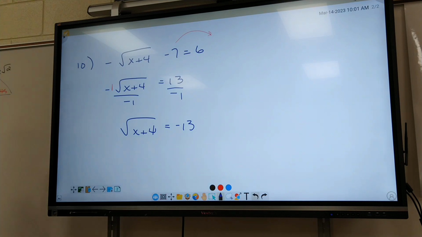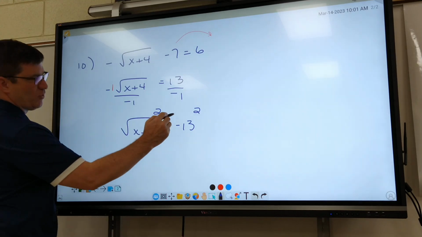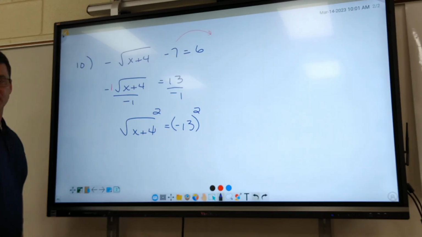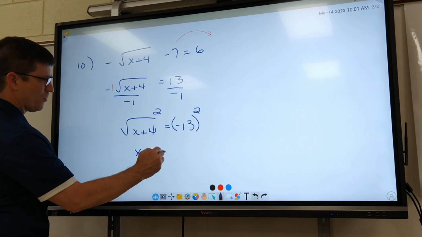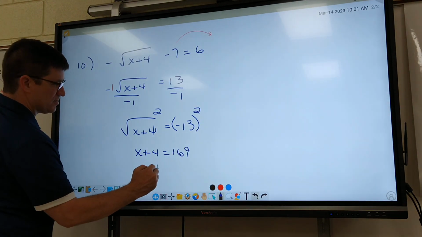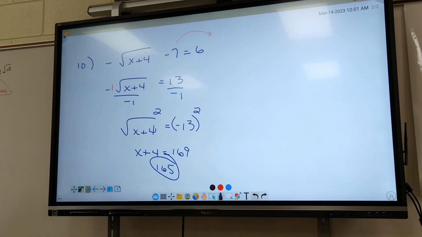Now we can do the last step. Now we can square both sides. Don't forget, if you squared negative 13, it's got to be inside parentheses because it's a negative. So x plus 4 equals 169. My answer is 165. See if y'all can do 11 by yourself.